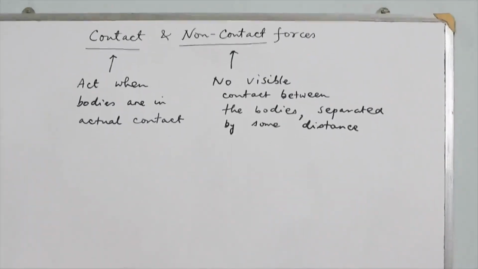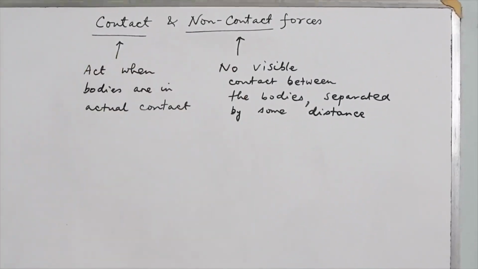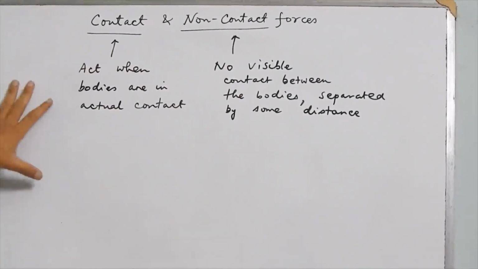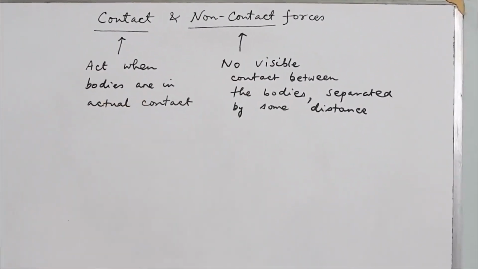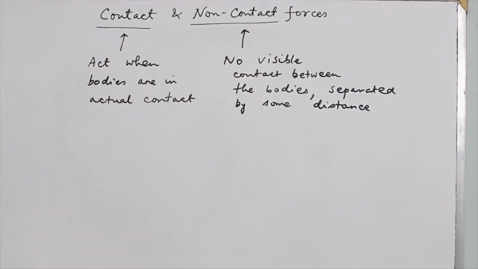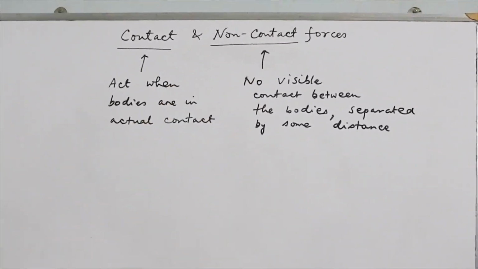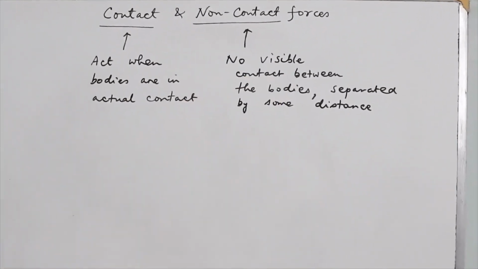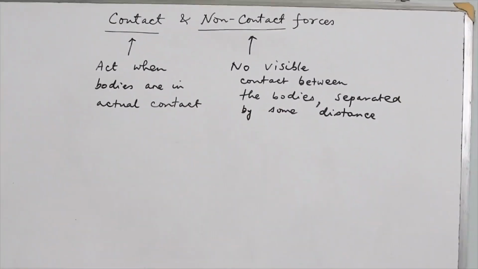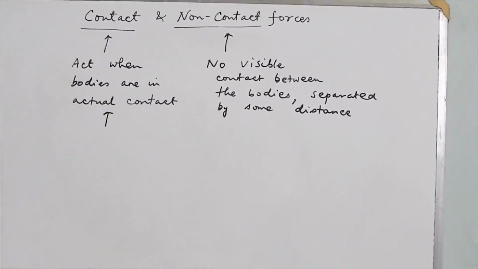We come across several forces in nature which are either contact forces or non-contact forces. Now contact forces are forces which act between different bodies when they are in actual contact or in physical contact. And non-contact forces are those type of forces which act between different bodies when there is no visible contact between them or they are separated by some distance. So many examples of contact and non-contact forces can be taken.